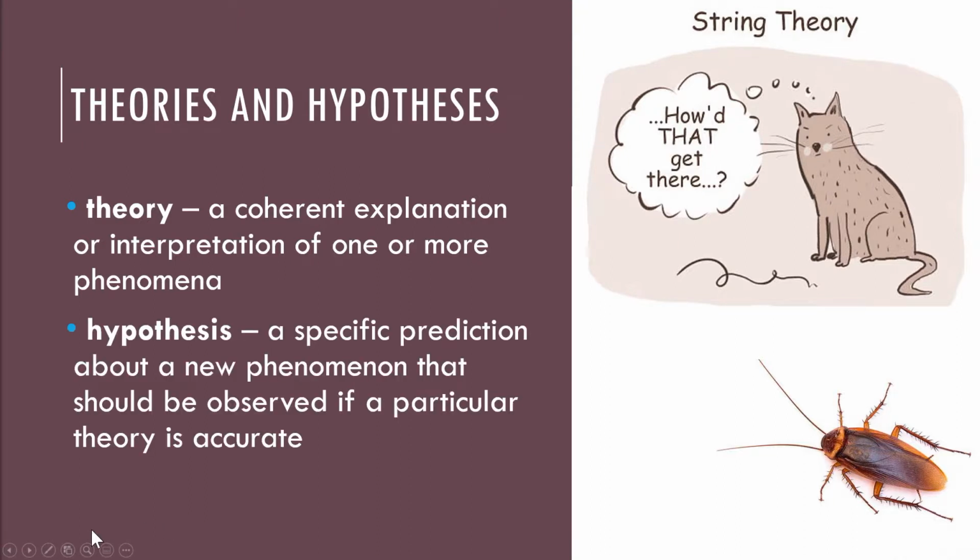A hypothesis, on the other hand, is a specific prediction about a new phenomenon that should be observed if a particular theory is accurate. It's an explanation that relies on just a few key concepts. Hypotheses are often specific predictions about what will happen in a particular study. They're developed by considering existing evidence and using reasoning to infer what will happen in the specific context of interest.